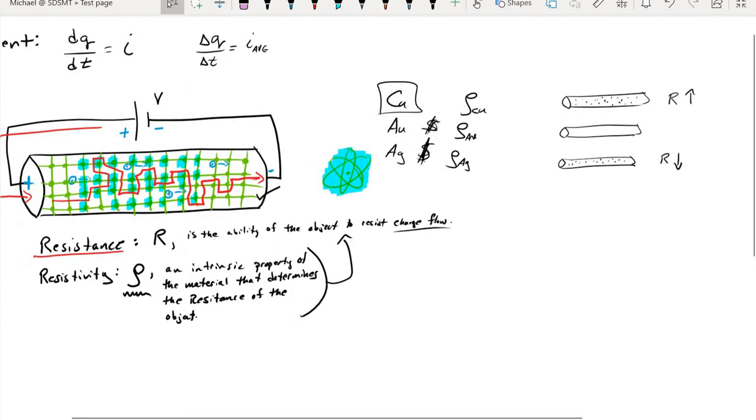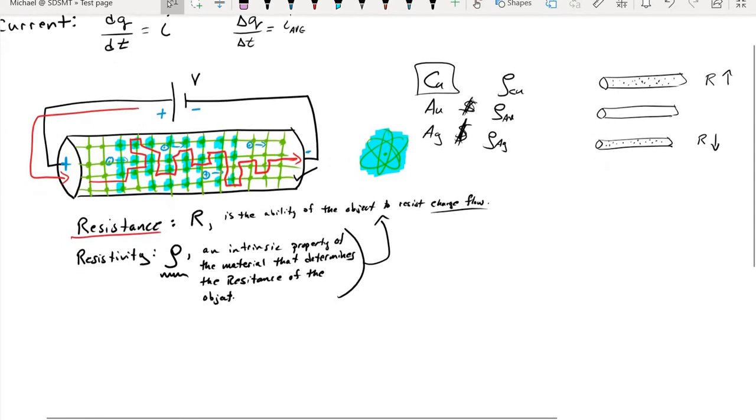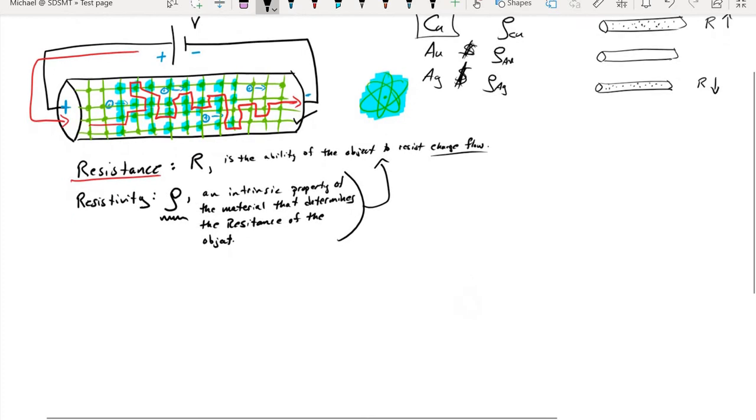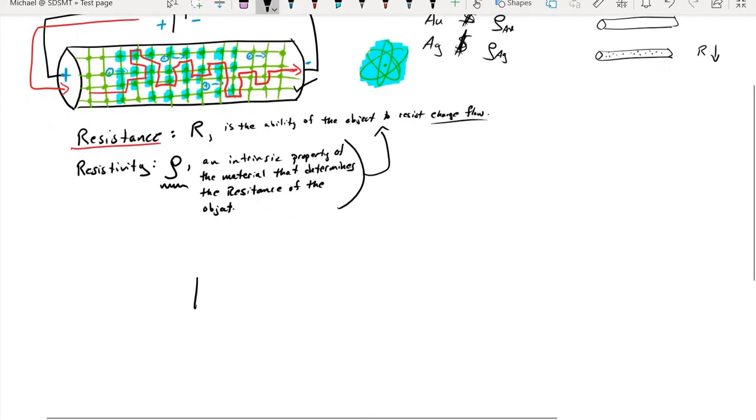Now you'll notice that I said that each of these wires are of the same size and same shape. And that's an important distinction, because now what we need to do is consider what happens to the resistance if we have wires of different shapes. So different length, different thickness. Does that affect anything?